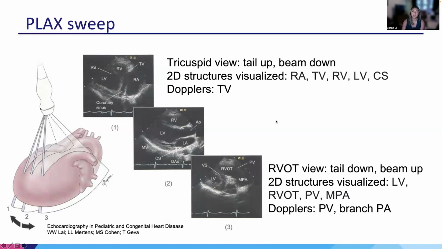Conversely, if you tilt the tail down, then the beam is heading up. And if you do that, then you get the RVOT and the pulmonary artery. And so from there, you can do Dopplers across the pulmonary valve, and even sometimes you can get branch pulmonary arteries.